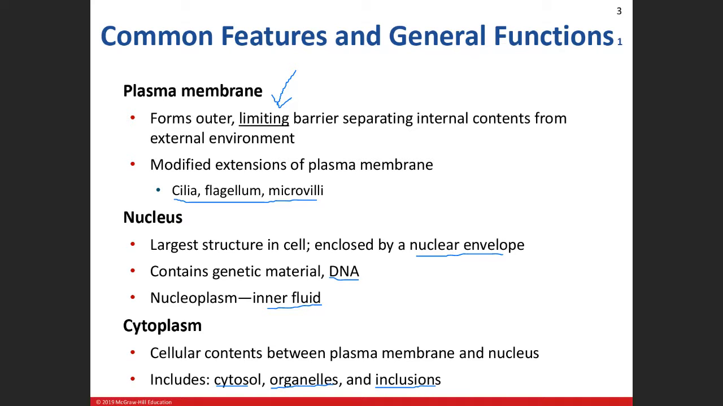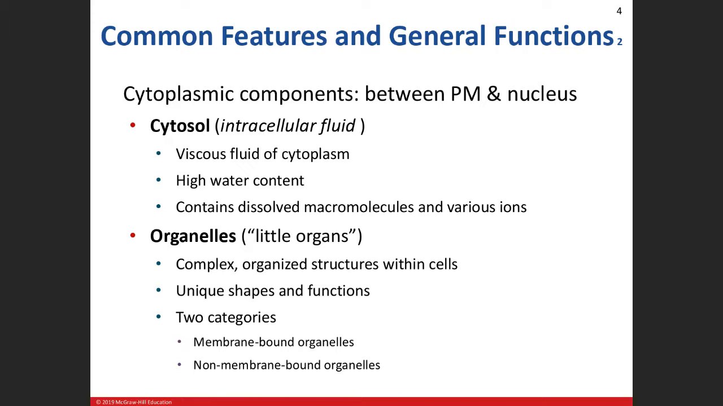So we're going to talk about these components, and we're going to start off by talking about the cytoplasm, and then we'll talk about the plasma membrane and the nucleus. So let's start off with the cytoplasm. The cytoplasm, again, is everything that's found outside of the nucleus, but inside of the plasma membrane. That's what PM here is referring to.